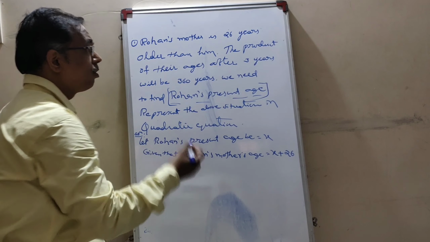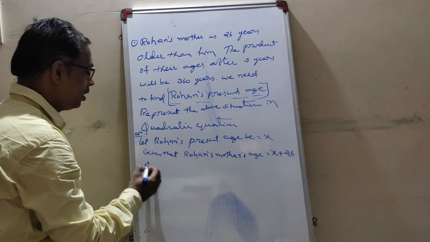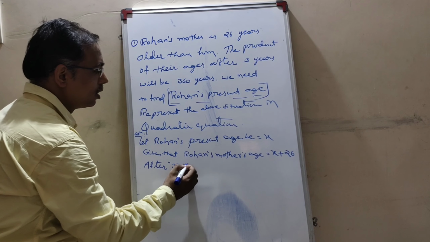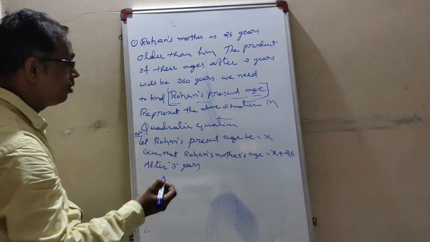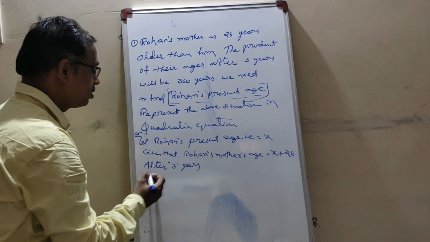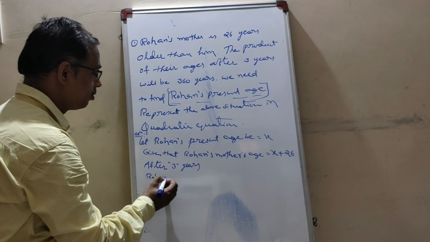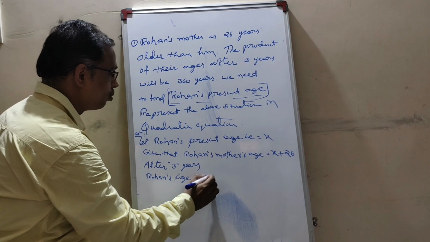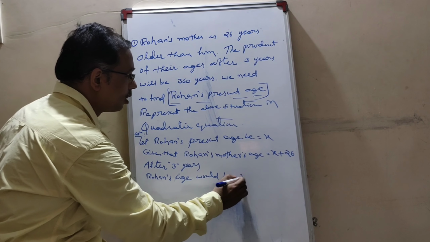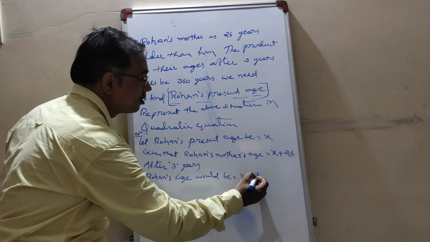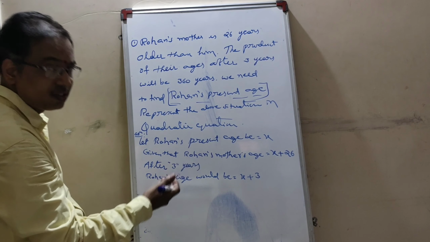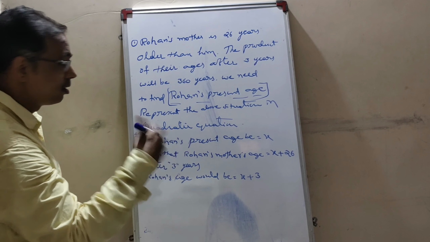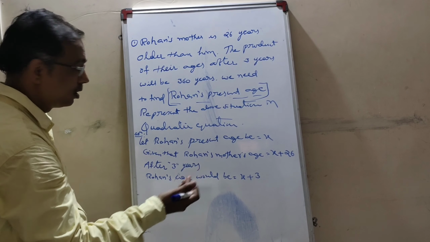The product of their ages after 3 years. That means here we have to find what their ages will be after 3 years. After 3 years, Rohan's age would be x plus 3. It means a 3 year variation is there. That's why Rohan's age becomes x plus 3 after 3 years.